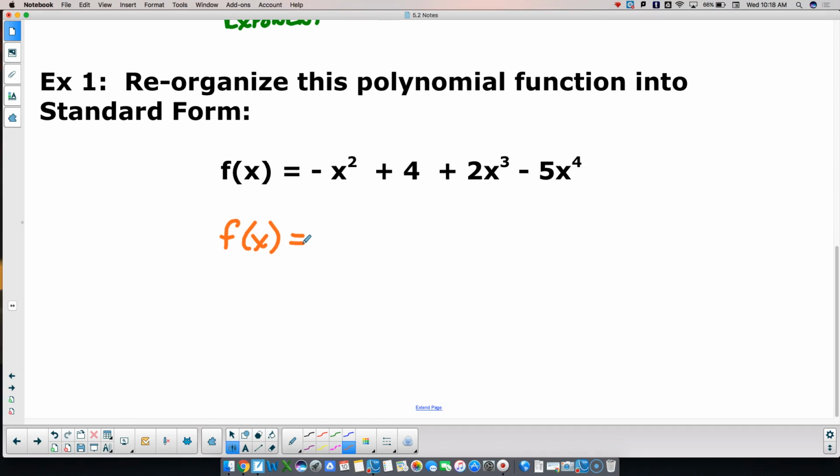Negative what? Negative 5, okay? X to the 4th. Okay, then what? Plus 2x cubed. Then what? Minus x squared was it? Yeah. Then what? Plus 4. Okay. So that is the standard form of that polynomial equation.